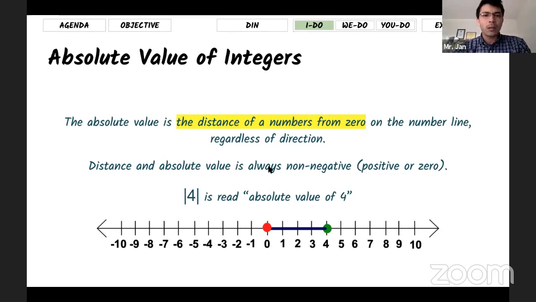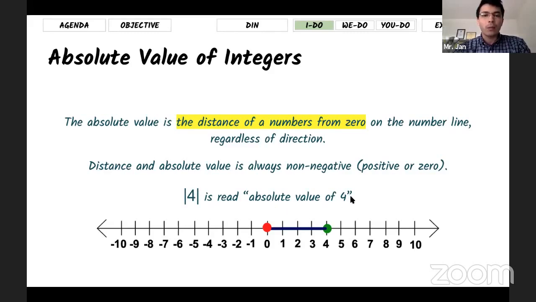And distance and absolute value is always non-negative, which means whenever you see a number inside those parentheses, you always need to put the result as positive or zero, if the number is zero, of course. And this is how you can see the absolute value. The brackets are straight vertical lines. So whenever you see these vertical straight lines with a 4 inside, it means the absolute value of 4, okay? So this is how you see it as a symbol, and this is how you read it.